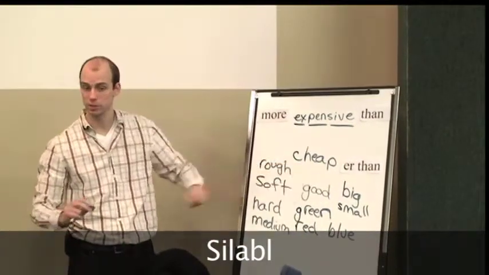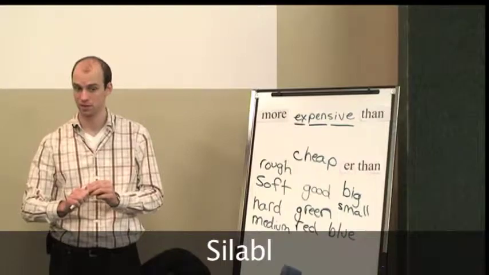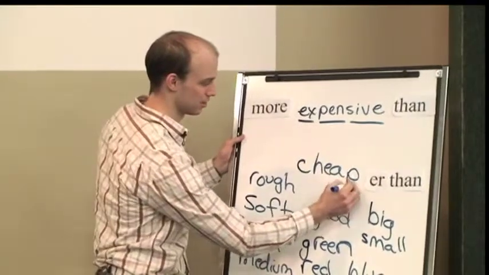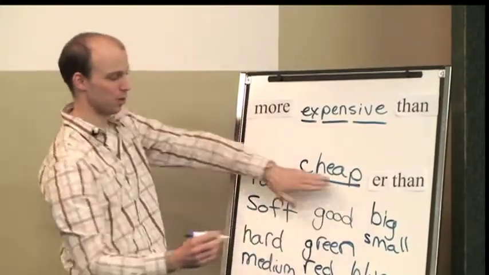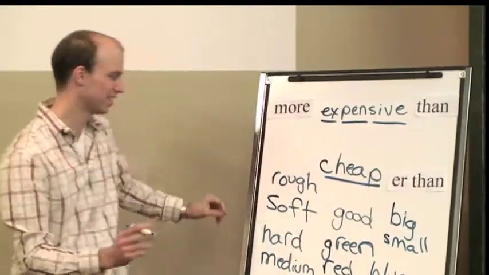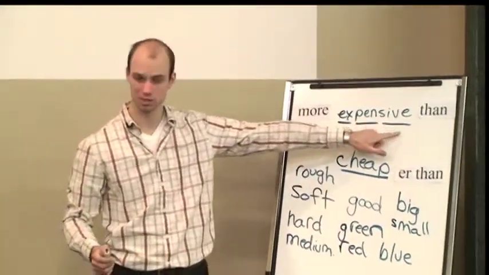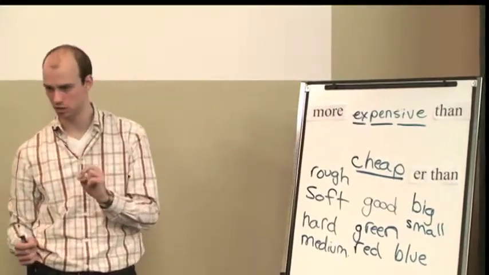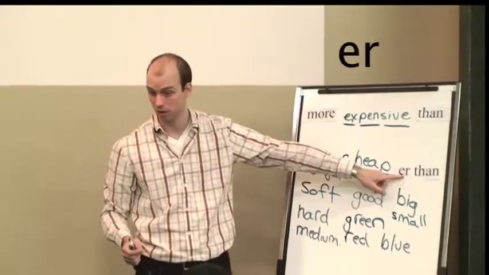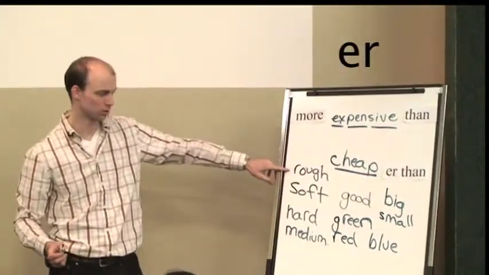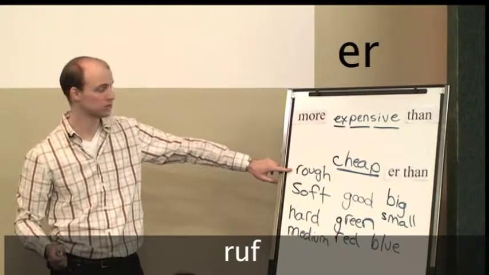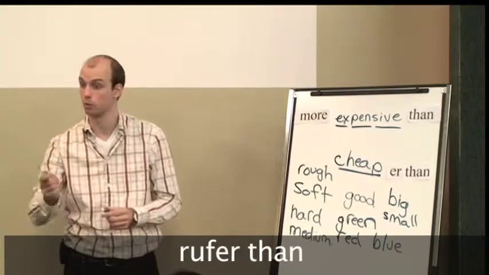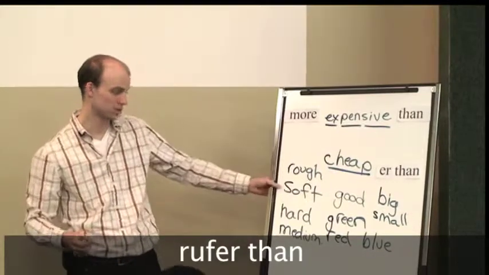How about a word like cheap? How many syllables? Not 2, 1. Not cheaper, cheap. If we're just doing the first part of the word here, so cheap. We're not worrying about the ER just yet. 1 syllable. So if it's 1 syllable, and sometimes if it's 2 syllables, you add ER to the ending. So what about this word? What would you say? More rough than or rougher than? Rougher than, exactly.